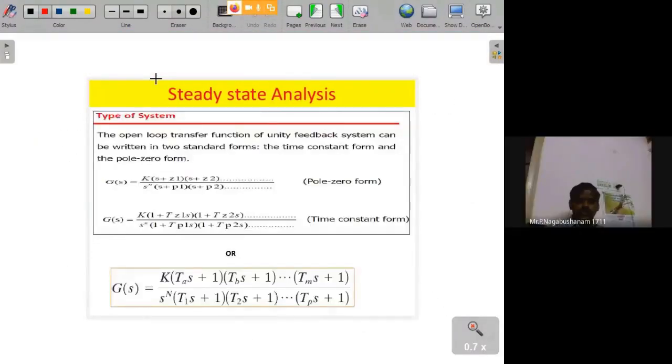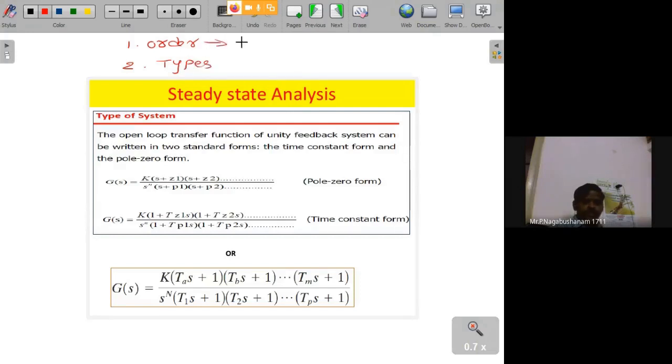Yes, this is the steady state analysis. Before going to the type, there are two initial questions they will ask. One is the order, which is different from the type number. What is the order of a system? What is the type number of a system?